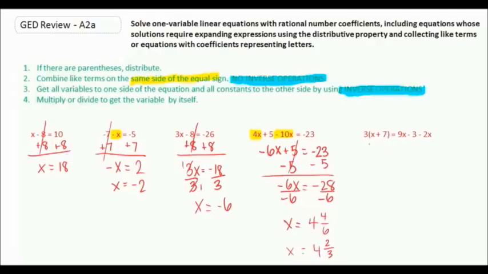And in our last example on the page, we need to simplify both sides of our equation. Over here we need to distribute, and on the right hand side we need to combine like terms. So 3 times x is 3x, 3 times 7 is 21. On the other side, 9x minus 2x is 7x, and we have our minus 3.